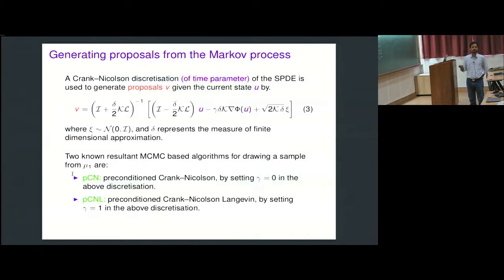So a very common takeaway from this is two proposals. One is called the preconditioned Crank-Nicolson, pCN, which is setting gamma equal to 0, and gives you exactly the same that we saw earlier. Next is pCNL, which is the preconditioned Crank-Nicolson Langevin, and that is obtained by setting gamma equals 1. The only difference between these two is that you actually are using the Langevin dynamics in this, whereas in pCN you were not using it. You were just ignoring the dynamics altogether.